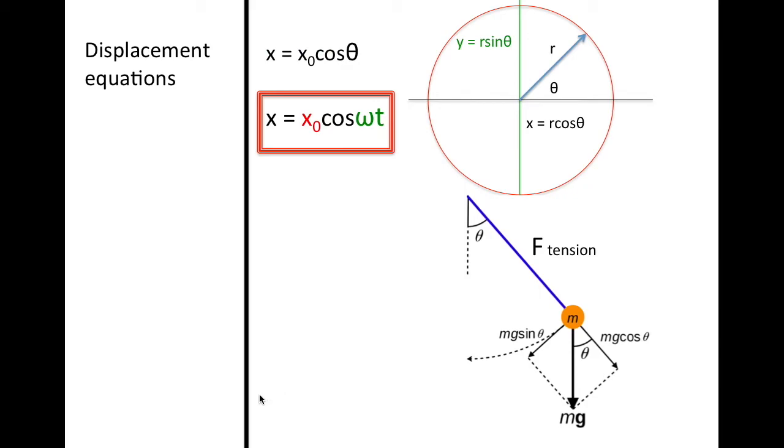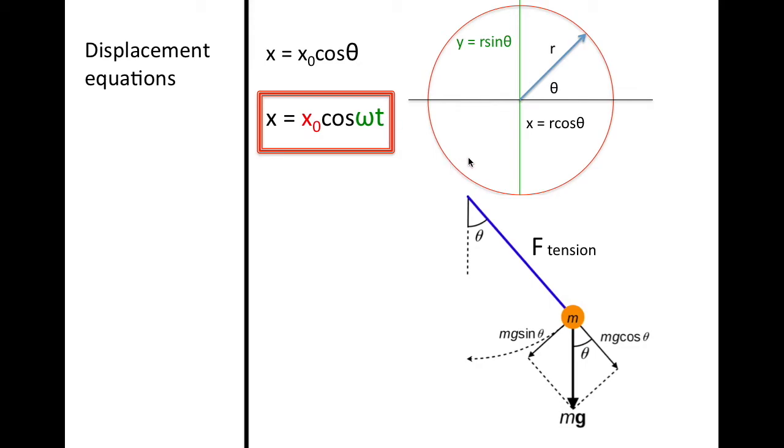If you look in your data booklet, you will see two equations. The first equation, x equals x sub 0 cosine omega t, was taken from the x component on the circular path that was shown here, where the object was going around in a circular motion, and we had our y and our x components. Notice that the x sub 0 replaces the r, and theta is replaced with omega t, and that comes from the equation theta equals omega t, and we're just replacing it with that.